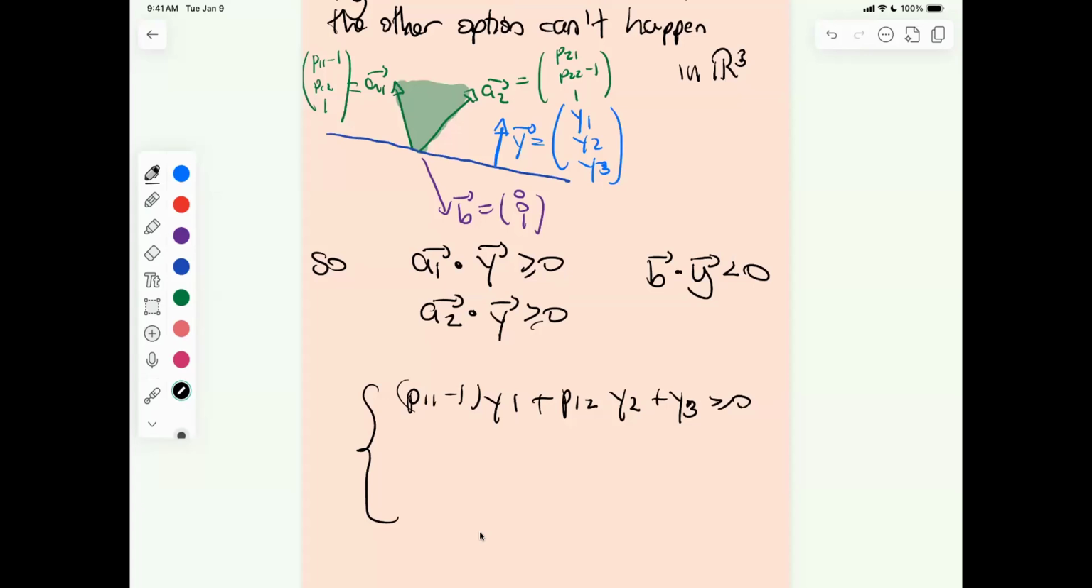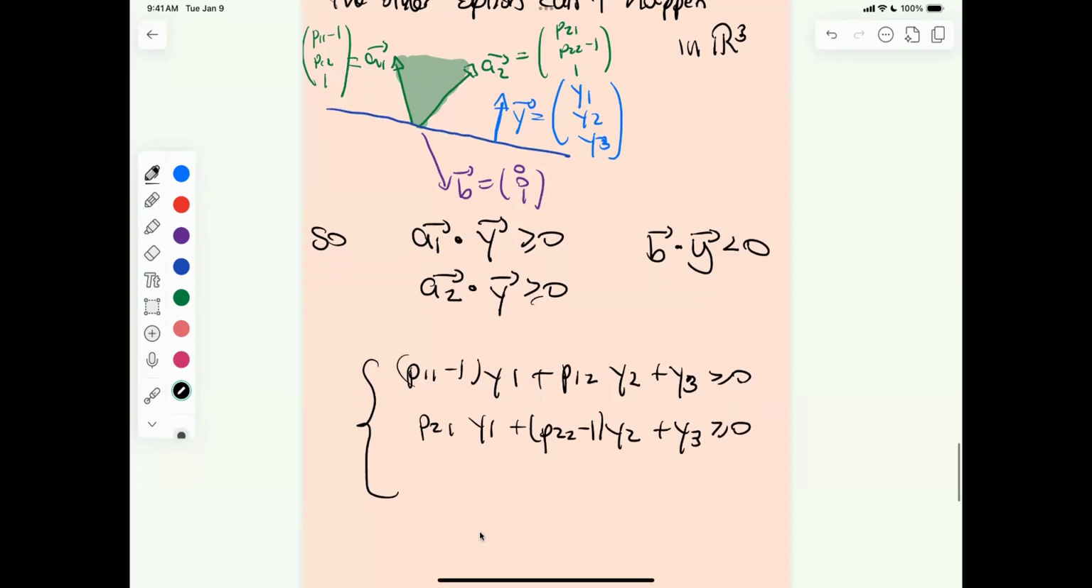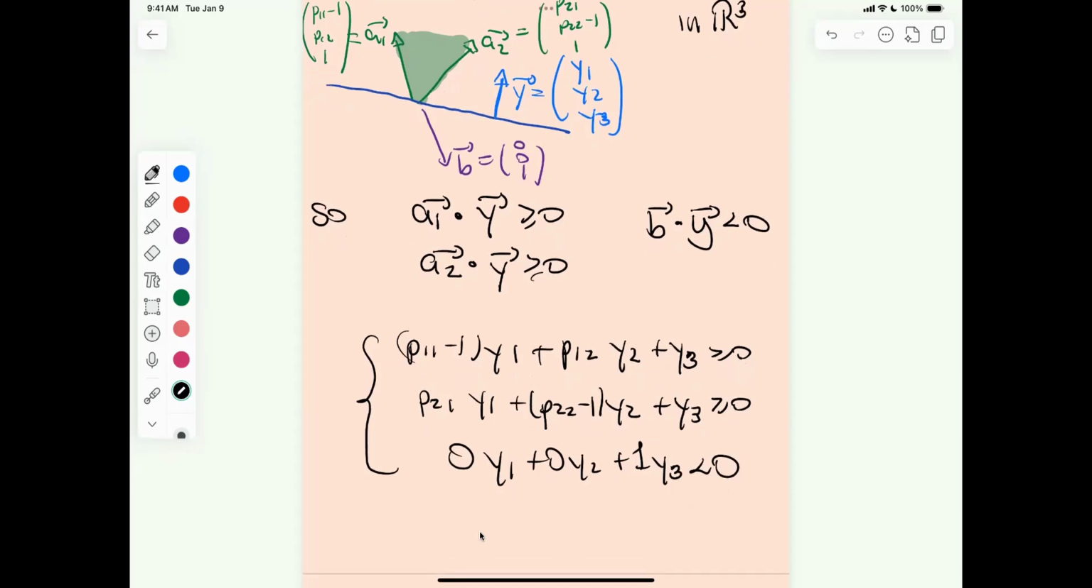Then the second dot product gives you P21 times Y1 plus (P22 minus 1) times Y2 plus Y3, greater or equal to 0. And the last dot product, which is this one, between these two vectors gives you 0 Y1 plus 0 Y2 plus 1 Y3, which is less than 0. So that means that Y3 is negative. That's what the last one says.